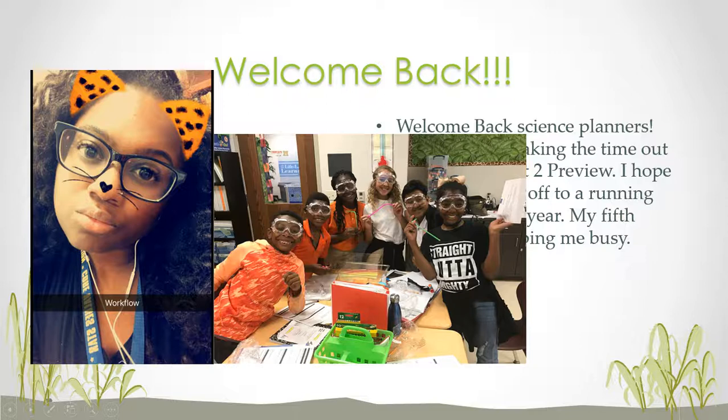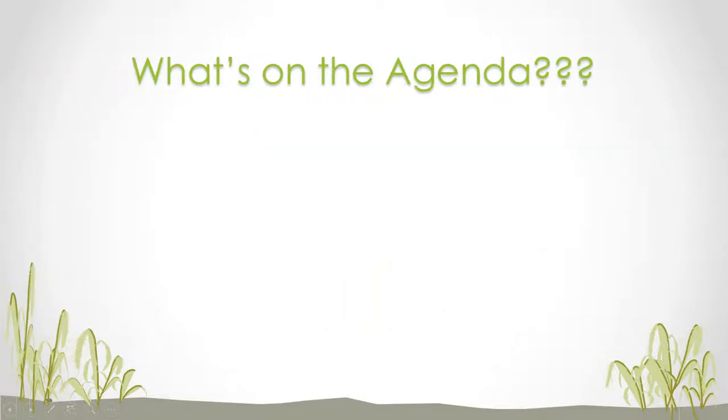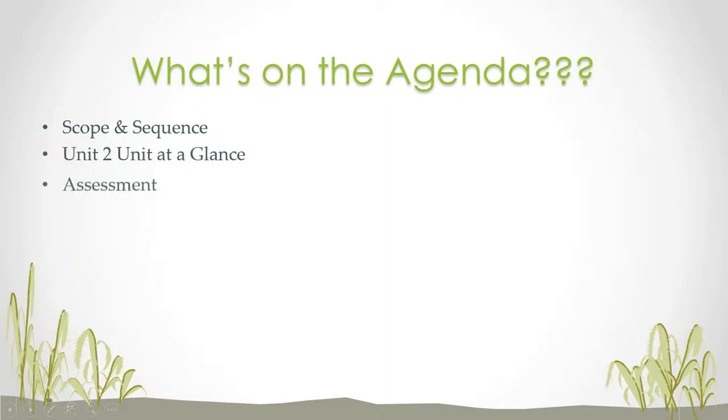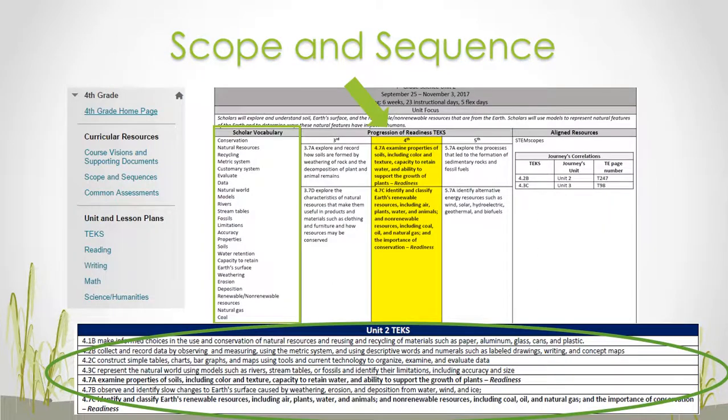All right, let's get started. What's on the agenda for today, you ask? Sure. We'll start by taking a look at the scope and sequence for Unit 2. We'll take a look at the unit at a glance. I will share some changes that I made to our Unit 2 assessment and some STEM Scopes resources that I think will be pretty beneficial for you guys when you're working on processing standards. As usual, my presentation will not be long because I know that you guys are really busy. So I'm not going to hold you long, but it is going to be a lot of information. Let's go. Scope and sequence.